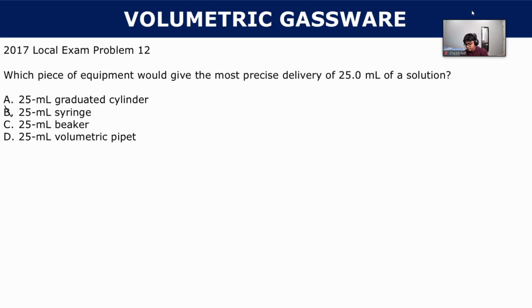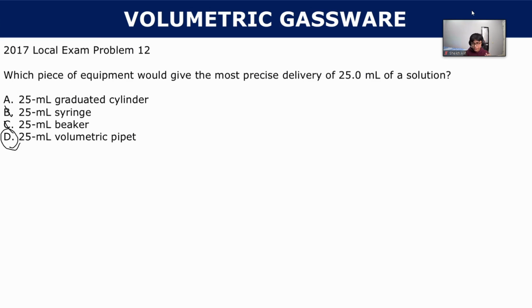Again, let's get rid of B and C because they are not volumetric. A syringe, I guess I didn't go over a syringe, but it's not volumetric. And a beaker is not volumetric either. A and D, graduated cylinder and a volumetric pipette. So would a graduated cylinder be more precise or a volumetric pipette? Well, the answer is actually volumetric pipette. Volumetric pipettes have more accuracy than graduated cylinders.